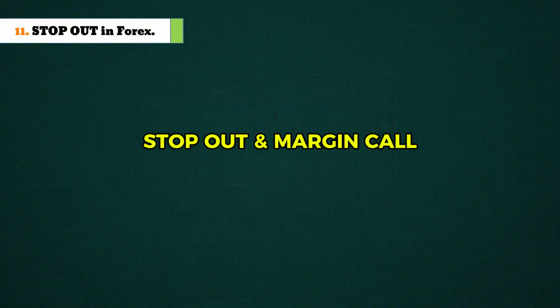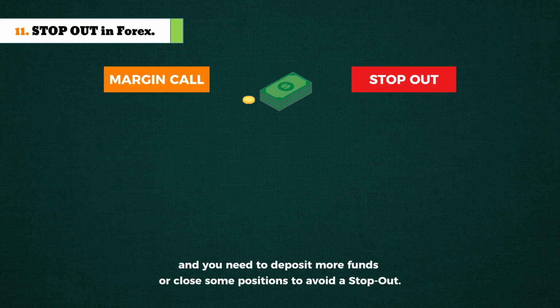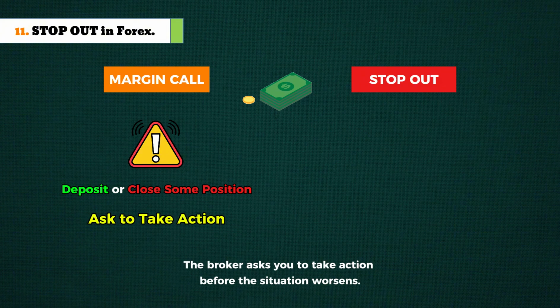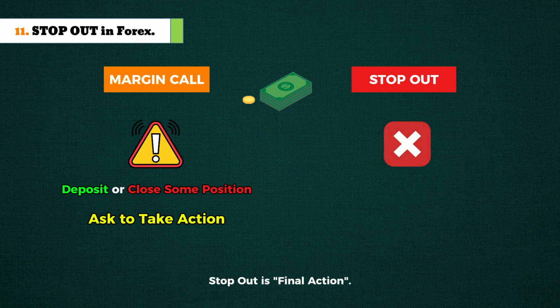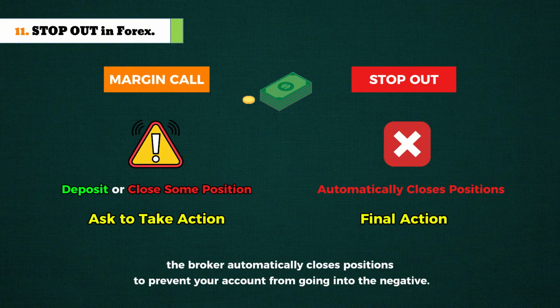Stop out and margin call. Margin call is a warning that your margin level is too low, and you need to deposit more funds or close some positions to avoid a stop out. The broker asks you to take action before the situation worsens, while stop out is final action. If you don't respond to the margin call and your margin level keeps falling, the broker automatically closes positions to prevent your account from going into the negative.